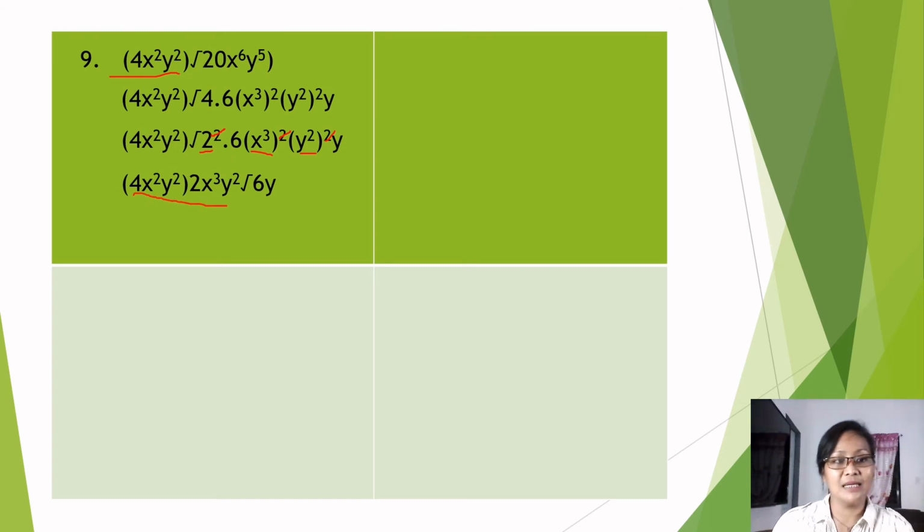Multiply the terms outside the radical sign. So we have 4 times 2 is 8, x squared times x cubed, copy the base x, and then add the exponent, 3 plus 2, 5. Y squared times y squared, copy the base y, and then add the exponent, 2 plus 2, we have 4. Then square root of 6y.